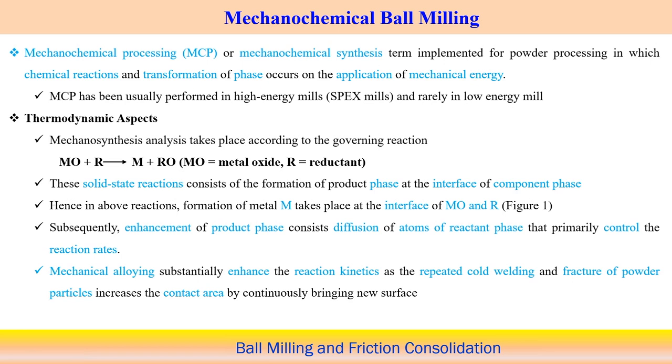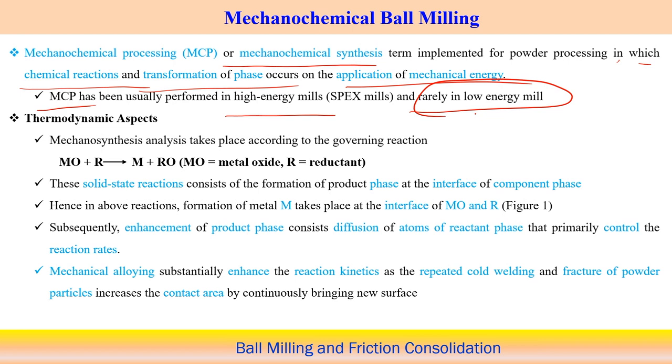Now, there is another process known as mechanochemical ball milling, where we use the mechanical system as well as chemical processing together. The mechanochemical synthesis process is used for the processing of powder, in which a chemical reaction and phase transformation occur on the application of mechanical energy. Mechanochemical processing, MCP, is usually preferred in the high energy mill, and it is not associated with low energy milling operations.